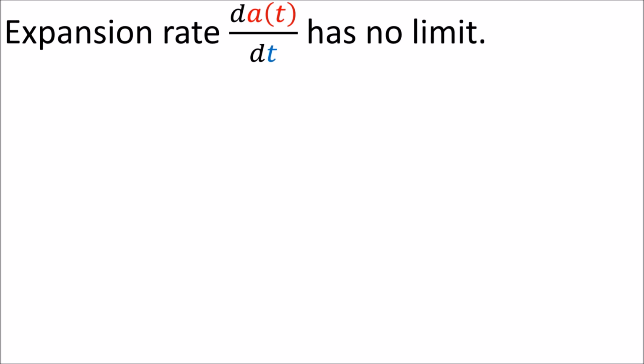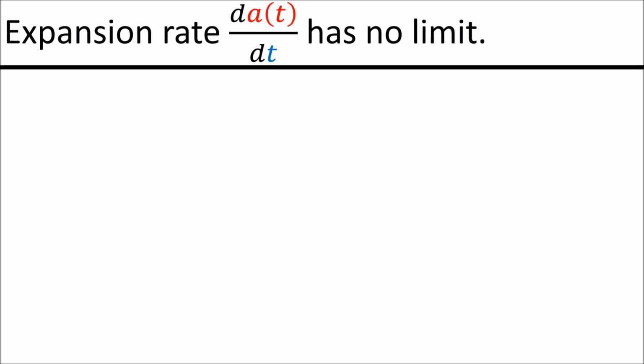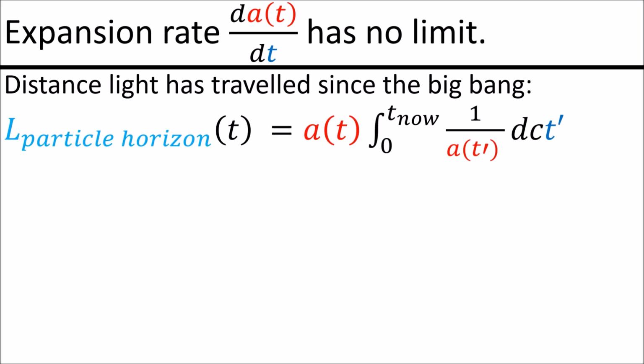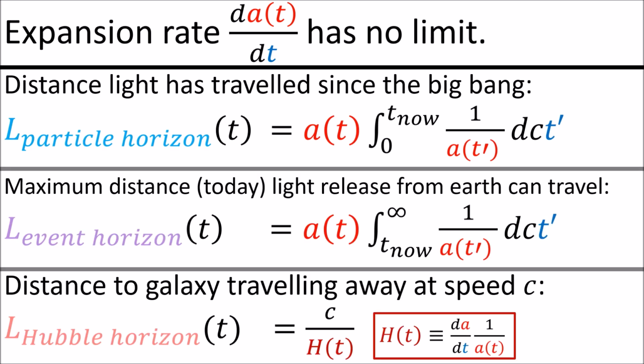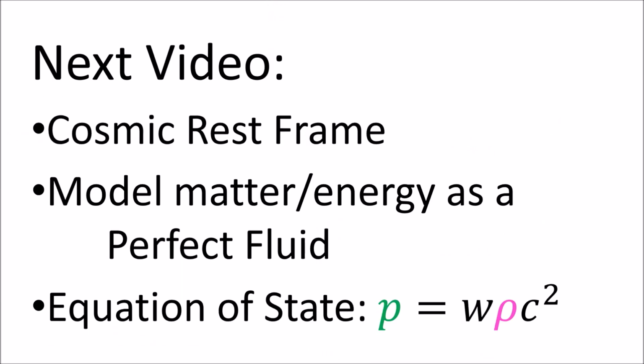Finally, we talked about how the universe expansion rate has no speed limit, and we used this idea to define the particle horizon, event horizon, and Hubble horizon for the universe. In the next video, we'll talk more about the cosmic rest frame and how matter and energy in the universe can be modeled as a perfect fluid, with an equation of state involving the W factor.